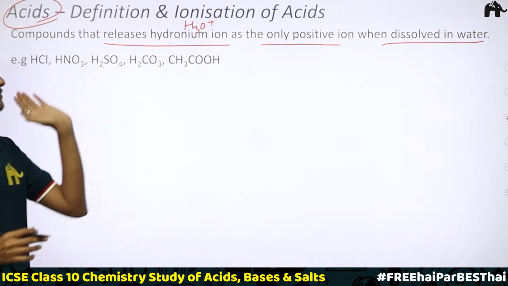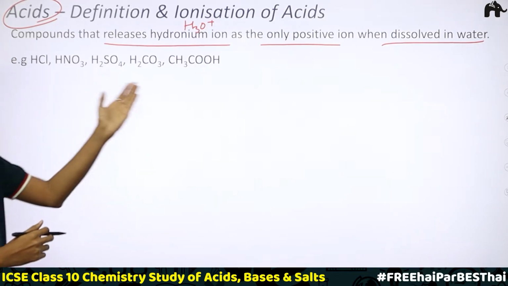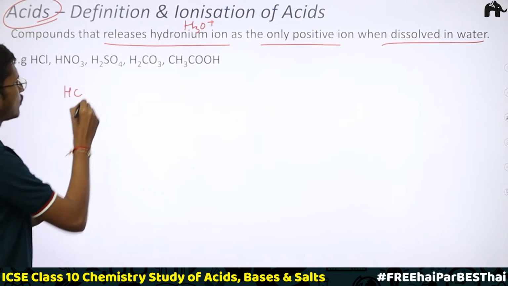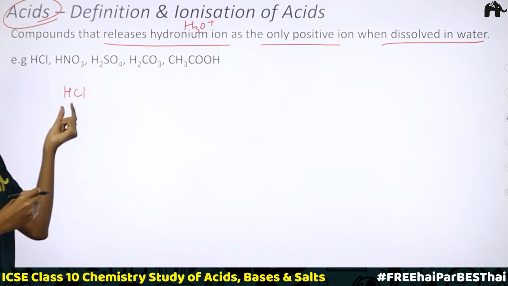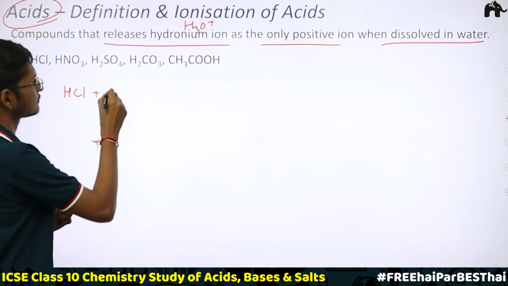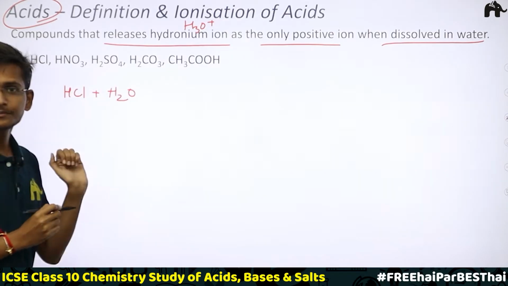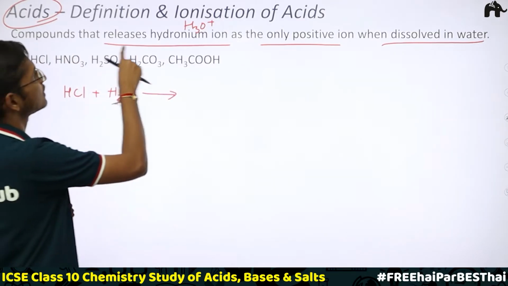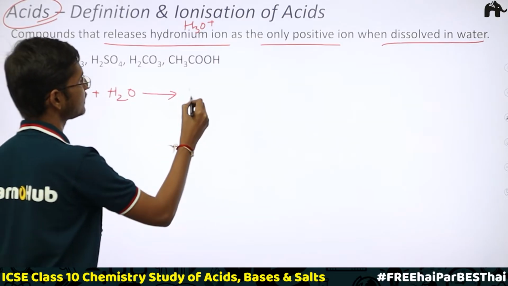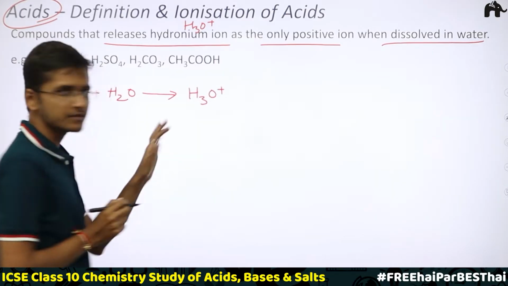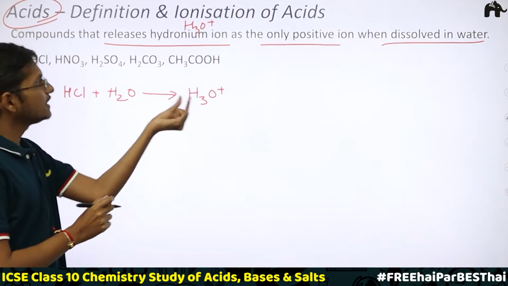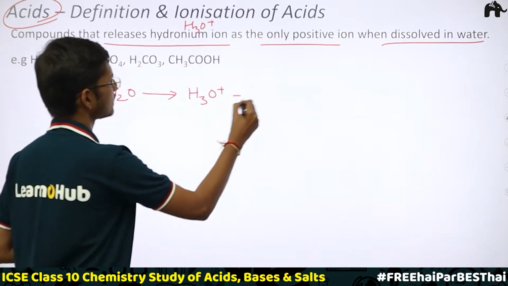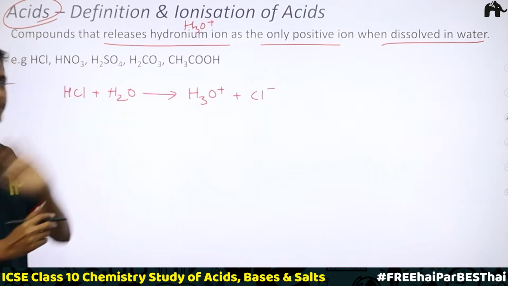So let's understand this definition with the help of examples. These are examples of some acids. Out of these, first let's take HCl, which we already know. When I add this HCl in water, it releases hydronium ion, H3O+. We have seen this in the previous slide, right? They release hydronium ion as the only positive ion, correct? Yes, and the rest is chloride ion, Cl-.